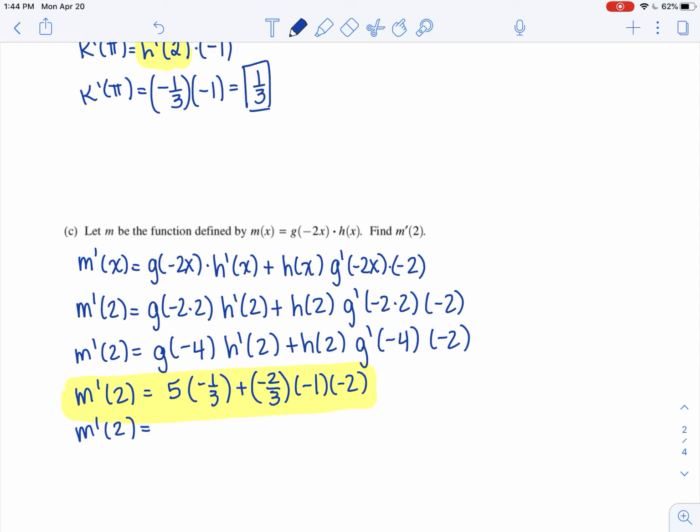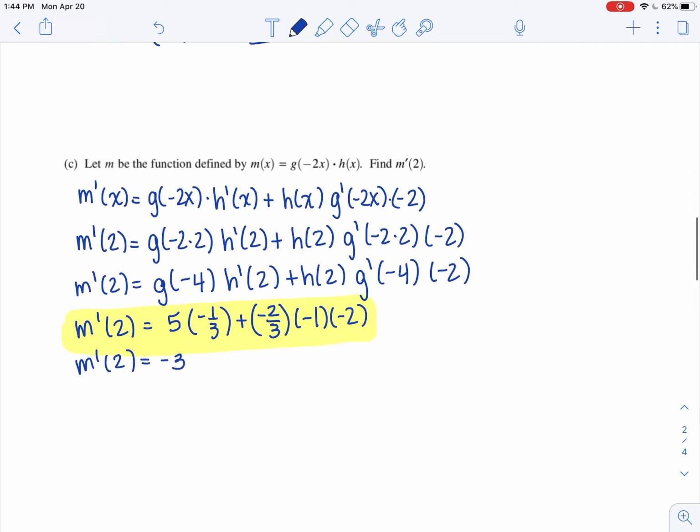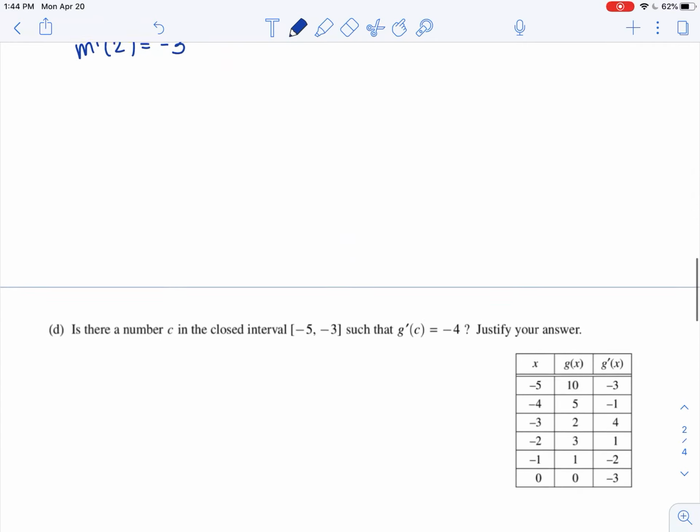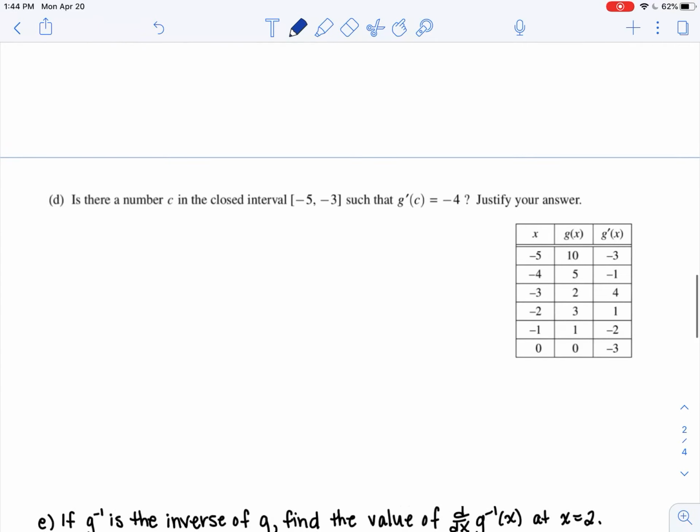But once you get to the point where you have all the values filled in, I would say just leave it like that. If you clean this one up a little bit, this comes out to be, I believe, negative 3 when you simplify, unless I made, no, that's it. And then that's it. Your value will be negative 3. But like I said, I would say don't simplify unless somewhere it specifically says you have to simplify.